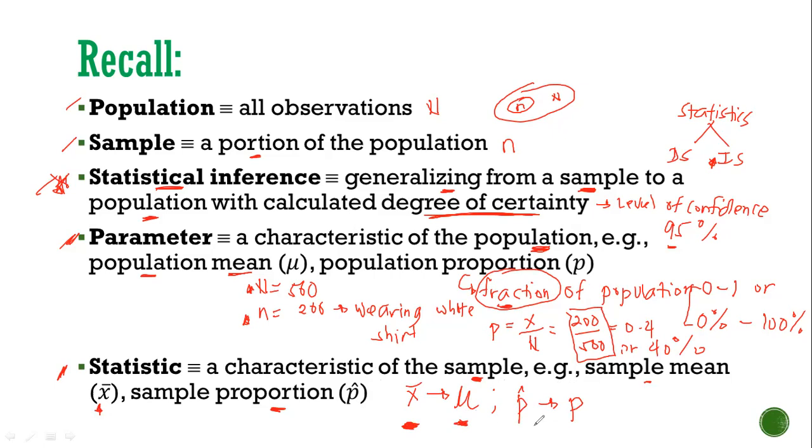So your parameters are mu, your population mean or your average. Mean is just your average. And of course, your population proportion, so a fraction of the population. So you may take a screenshot before we move on to the next slide. I will now clear all of the drawings.